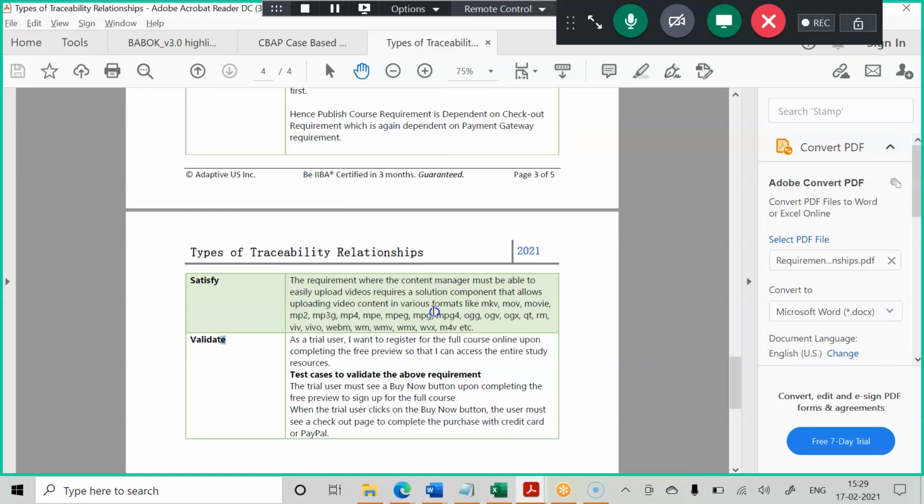Like in order to see videos, suppose you have a solution requirement, which is that you have to play videos when a student clicks on it in Succeed or in Thinkific. When you watch the videos, there is a video component which helps you play that particular video. So the relation is usually a solution requirement and the associated solution component. Something which helps in satisfying the requirement, that is the satisfy relationship.